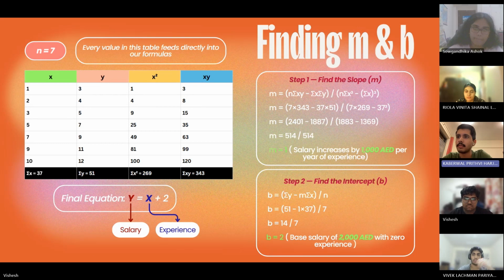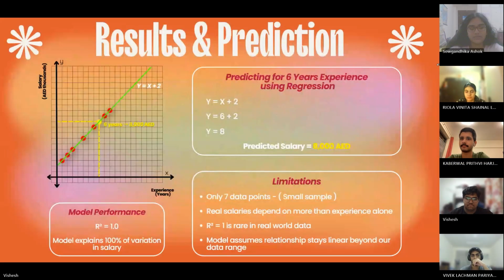So the second step is finding b. Finding the intercept b using the formula that's been shown before. b is equal to summation of y minus m summation of x, the whole divided by n. Putting the values from the table back into the formula, we get b is equal to 2, which indicates the base salary of 2000 AD with 0 years of experience. If there's 0 years of experience, then the base salary will be 2000 AD. That has been calculated using the formulas.